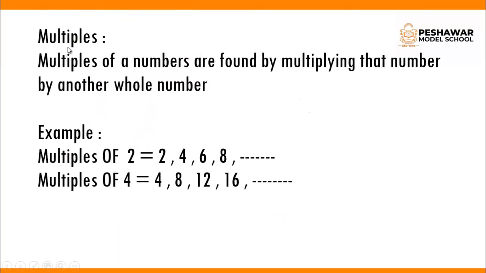Now, next is multiples. What are multiples? Multiples of a number are found by multiplying that number by another number. Or simply we can say that in multiples we read the table. For example, if you have to find the multiples of 2, then read the table of 2. That is 2 1s are 2, 2 2s are 4, 2 3s are 6, 2 4s are 8, and so on. And if you have to find the multiples of 4, then read the table of 4. 4 1s are 4, 4 2s are 8, 4 3s are 12, 4 4s are 16, and so on.